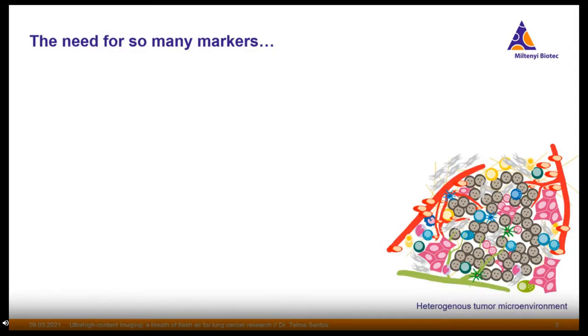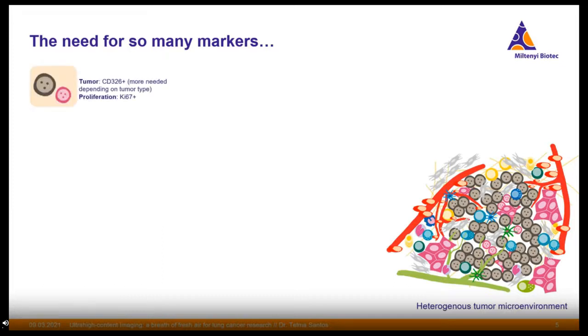And why do we need such deeper insights? So here you have a depiction of a heterogeneous tumor microenvironment. A lot of tumor microenvironments are like this, very heterogeneous. You don't really know what's in there. And the thing is that if you look at a regular microscopy image, you normally would not see so much because you are limited in the amount of markers that help you recognize the different kinds of cells.